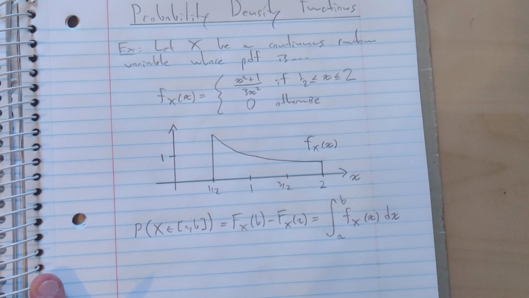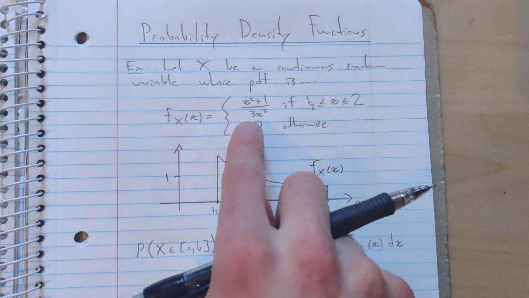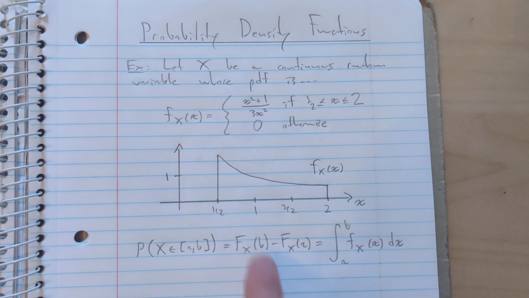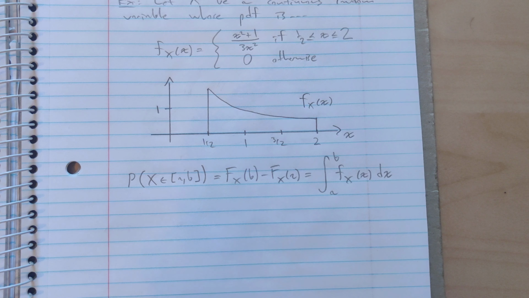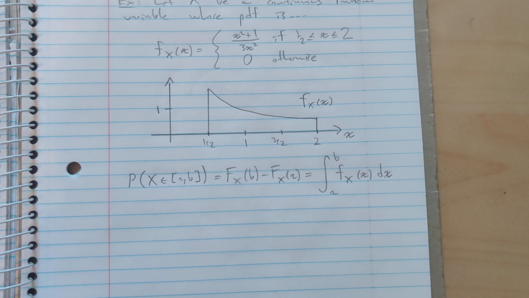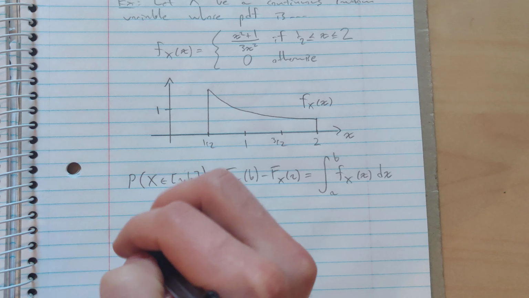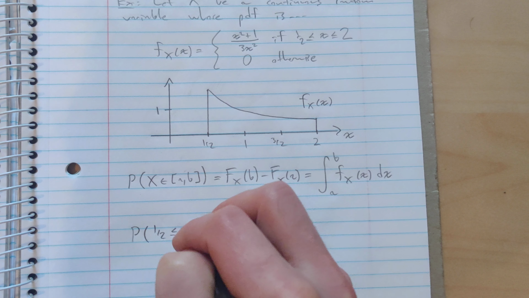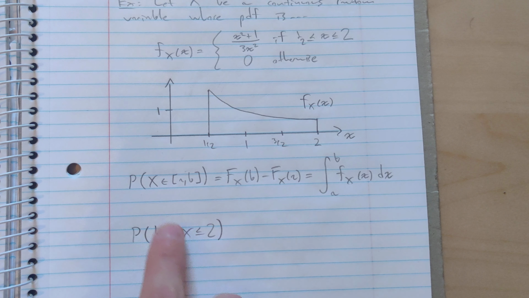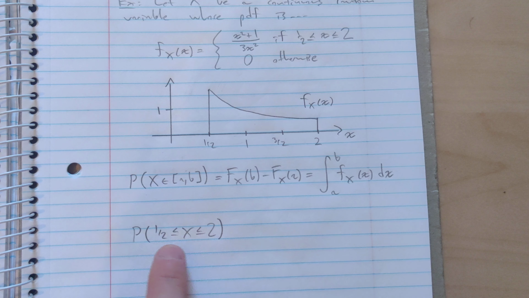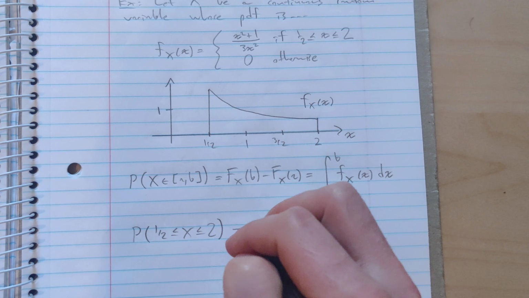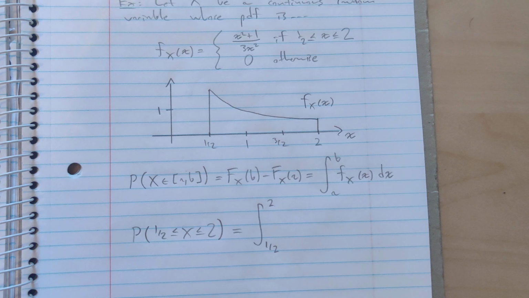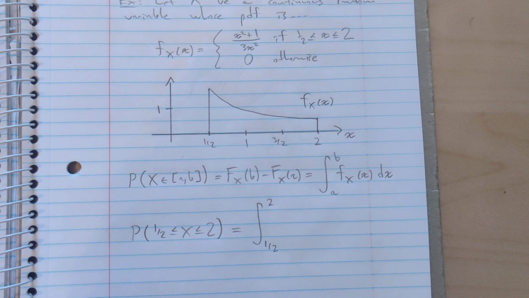Okay, so let's check that this really is a PDF. It's definitely always non-negative, because this always comes out positive, and this is always 0. So let's check that it encloses an area of 1 by just doing the integral. If we find the probability that 1/2 is less than or equal to x, less than or equal to 2, that's the same thing as saying x is in the interval 1/2 to 2, just written differently, using an inequality. So if we integrate from 1/2 to 2, then we should get 1.